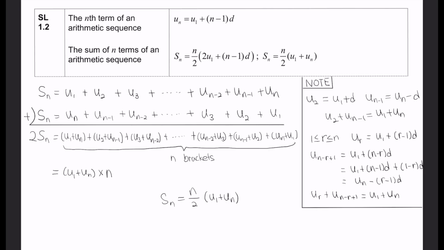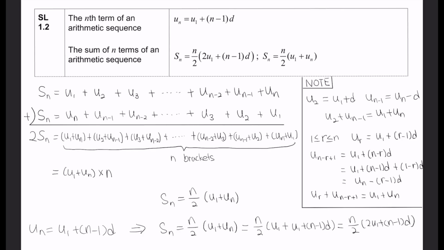Finally, we can express un in terms of u1, n, and d. So once we substitute it in, we get Sn equals n over 2 times (2u1 plus (n minus 1)d).